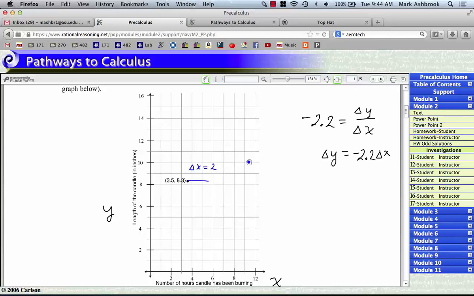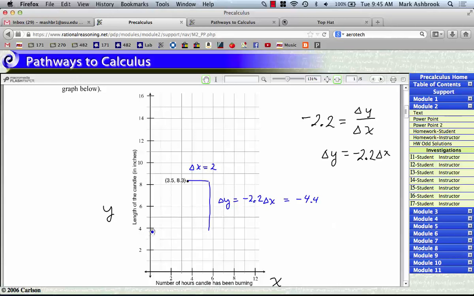And what will happen to the height in those 2 hours? How'd you know that? Yes, we can use this right here: the change in y is negative 2.2 times that change in x. So it's going to go down 4.4, something like that. So delta y is negative 2.2 times delta x, which equals negative 4.4.